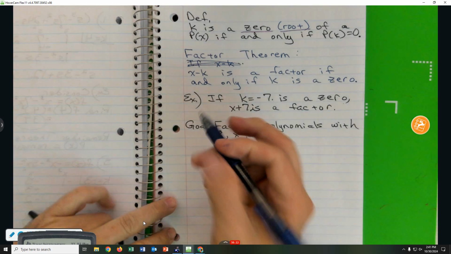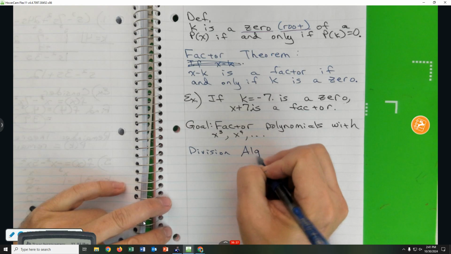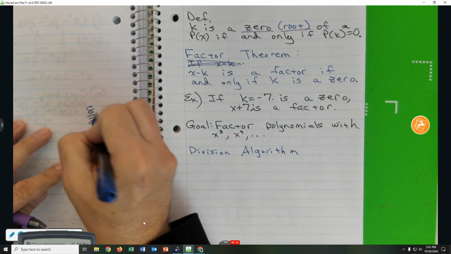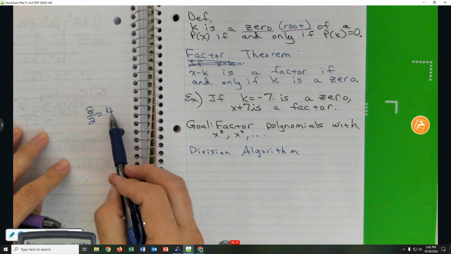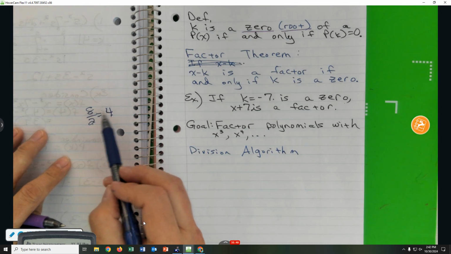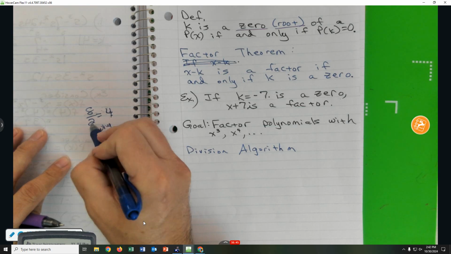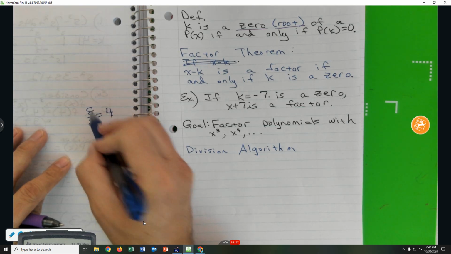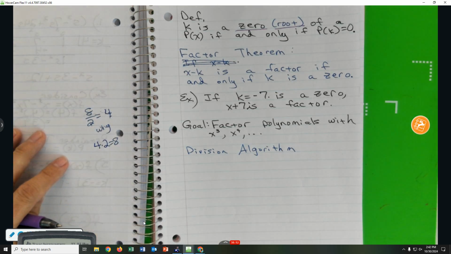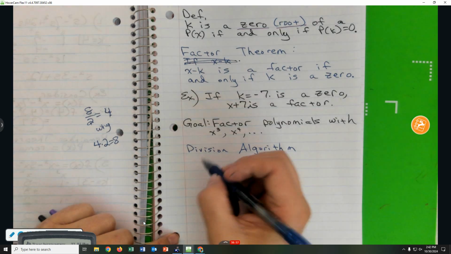Recall the division algorithm. I'm going to go back to that: 8 divided by 2 is 4. We say 4 is the quotient, 2 is the divisor. 8 divided by 2 is equal to 4. Why? Because the quotient times the divisor has to give you the dividend. 4 times 2 has to give you 8. And that's a specific case of the division algorithm.